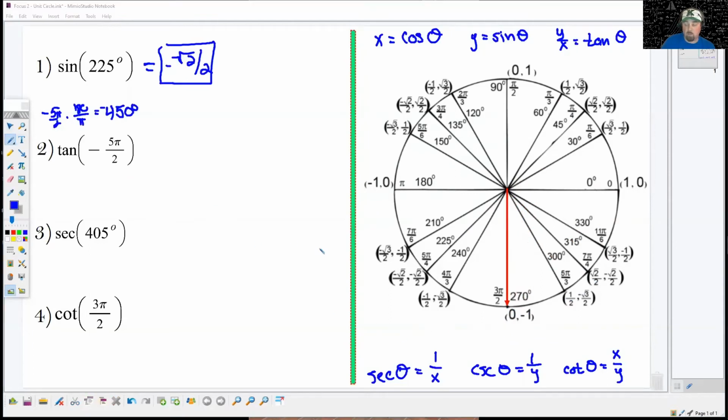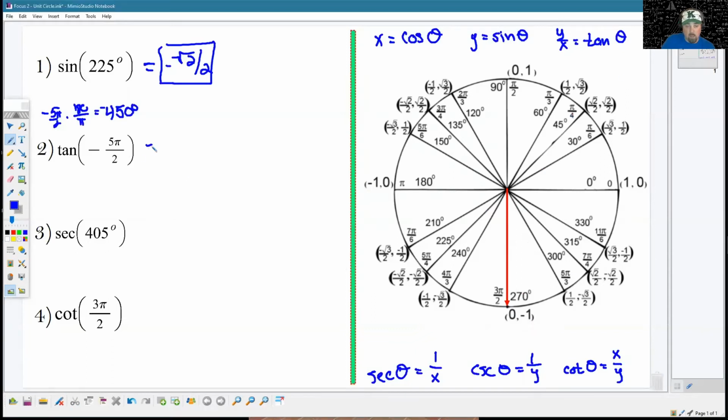We want tangent, so we're going to have to do some division here. This one's not too bad. Tangent is y divided by x. So we get negative 1 divided by 0. We can't divide by 0, so that means this is undefined. That is the answer we are looking for.